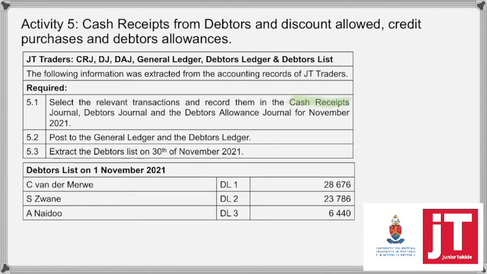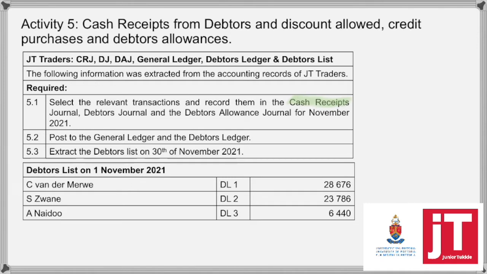If we look at the information, JT Traders, they ask us in 5.1 to do the cash receipts journal, the debtors journal, and the debtors allowance journal. We're going to have to go through transaction by transaction. So we're going to decide beforehand which colors I'm going to use to indicate what transaction goes to which journal.